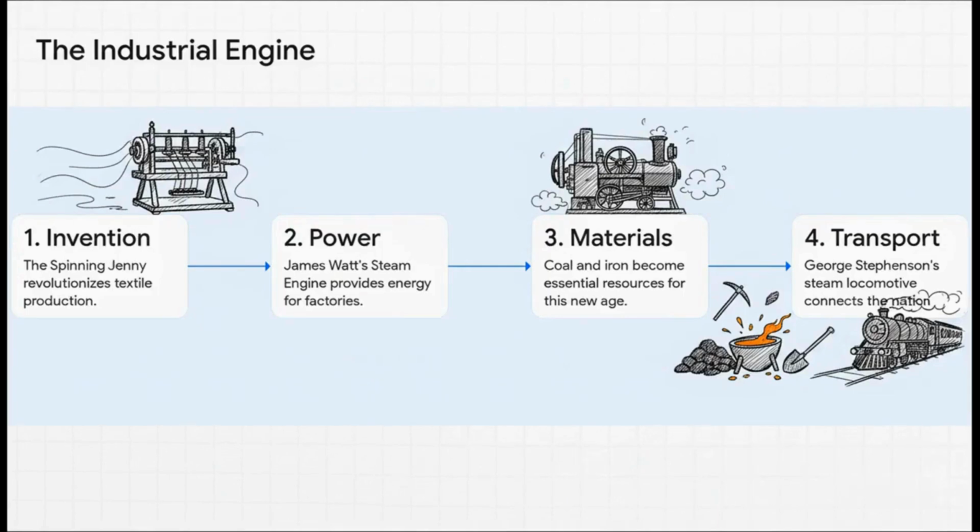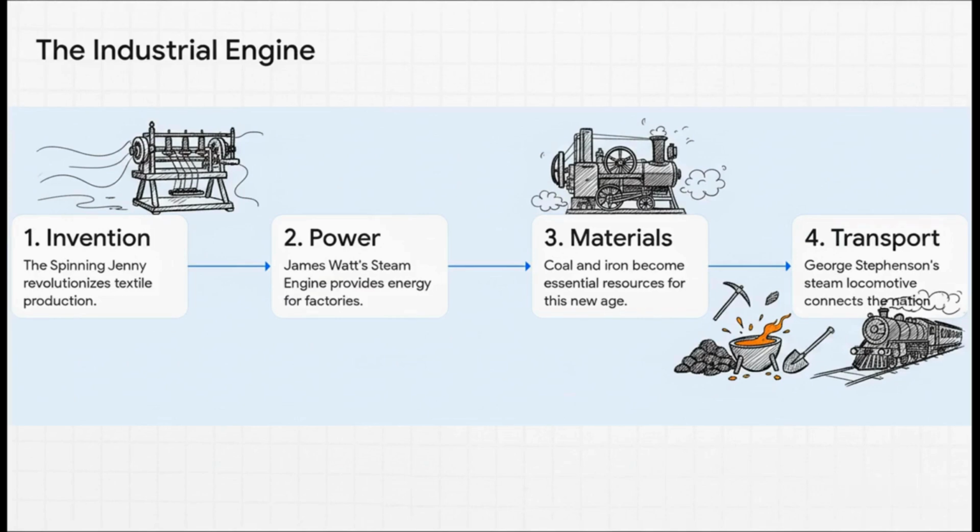And what's incredible is how all these innovations created this feedback loop. The spinning jenny made textile production way faster, but it needed power. So along comes James Watt's steam engine to provide that power. But it needed fuel, which created a massive demand for coal and iron. And then, to connect all of it, the mines, the factories, the cities, the steam locomotive arrived and changed the game completely.